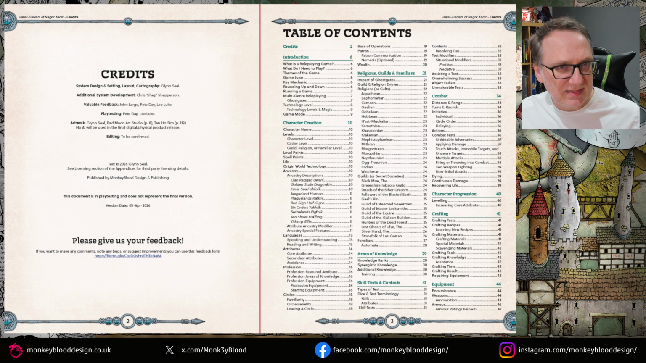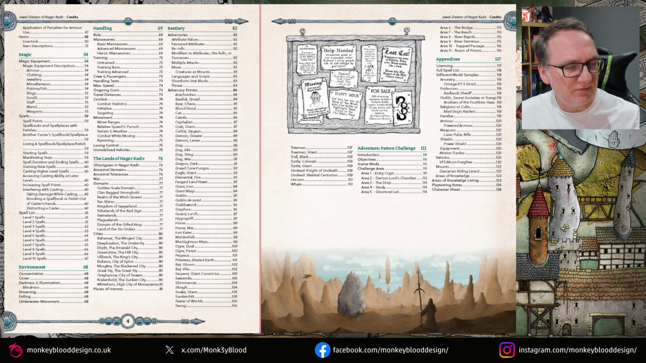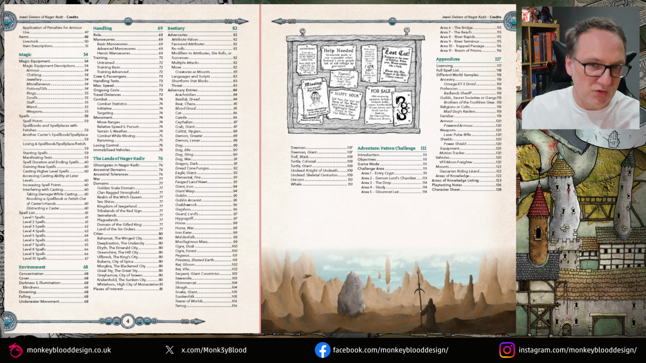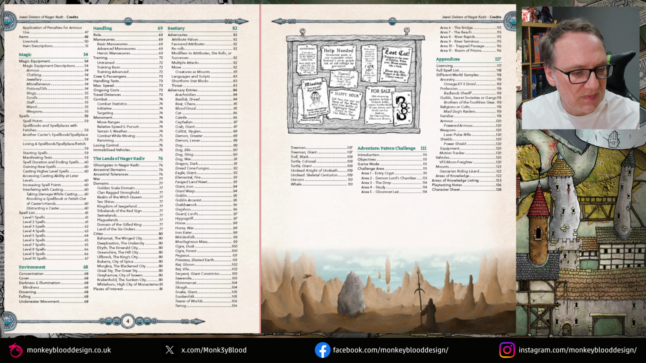It's medieval fantasy. It introduces the concept of something called ghost gates, which are ways to travel to other worlds. So you don't have to stay in the setting of Nagor Kadir. There would be, say, another book that comes out that is the rules but set in a different technological environment, like a steampunk setting or post-apocalyptic or future sci-fi, something like that.